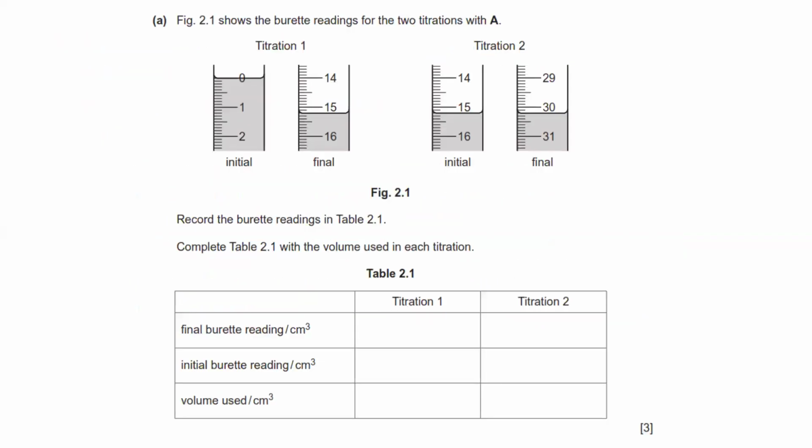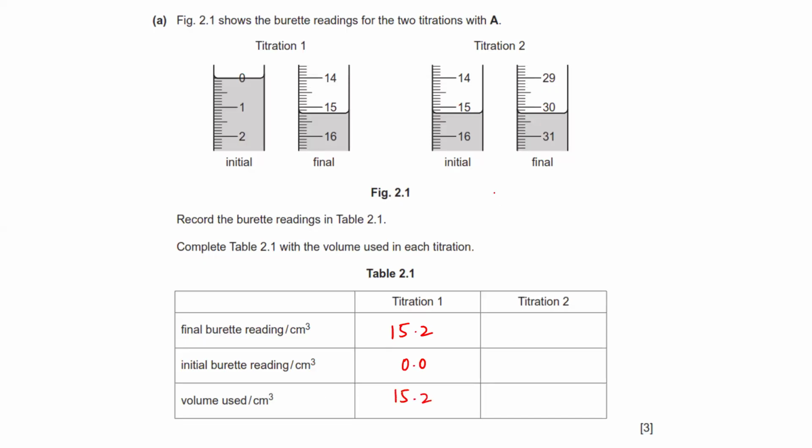So part A, figure 2.1 shows the burette readings for 2 titrations of A. Record the burette readings in the table. Point 1 below, complete the table with volume used in each titration. Final reading of burette, titration 1, we have 15.2. Initial burette reading 0.0. Volume used 15.2.